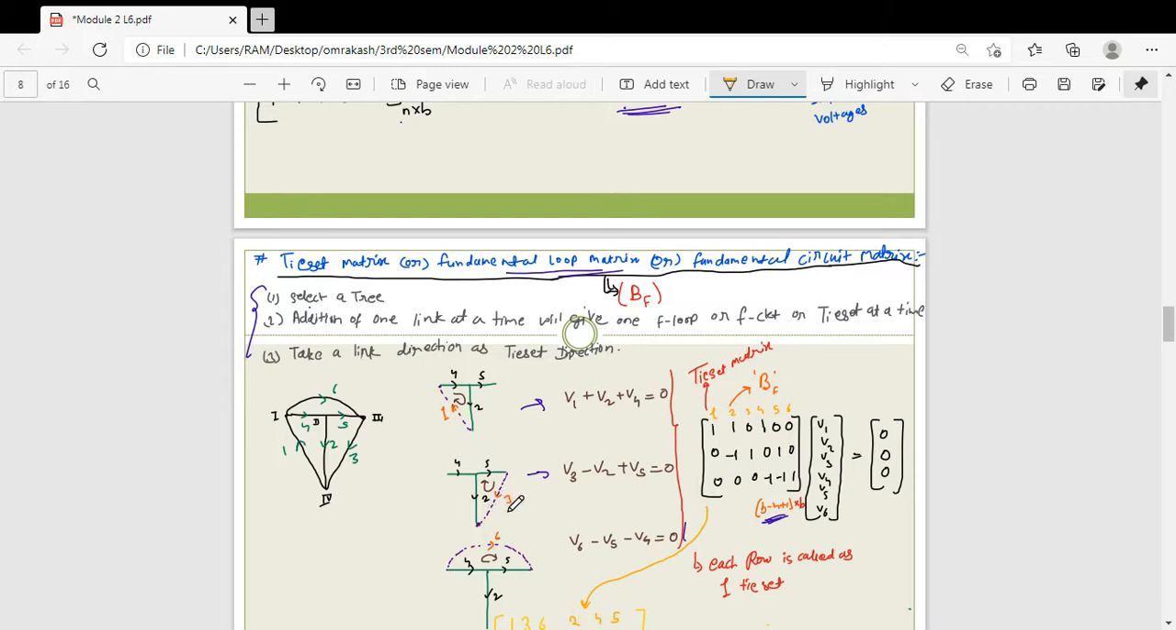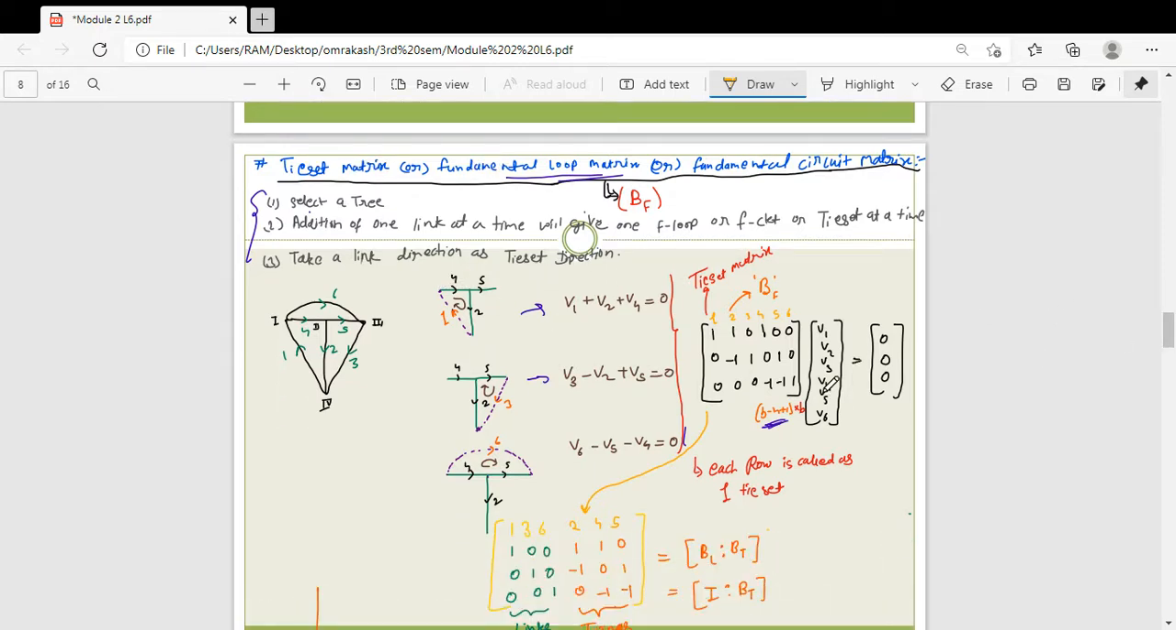v4 equal to 0. For this, v3 minus v2 plus v5 equal to 0, because I consider this direction as my reference direction, and the rest of the elements according to that. Okay, so simple, use the KVL equation and write the matrix.